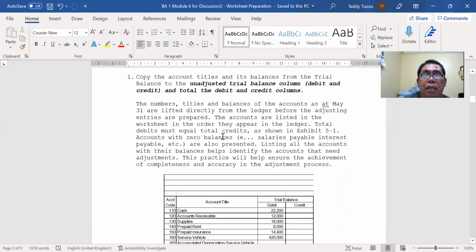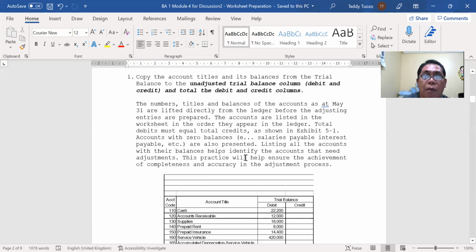The numbers, titles and balances of the accounts as at May 31 are lifted directly from the ledger before the adjusting entries are prepared. The accounts are listed in the worksheet in the order they appear in the ledger. Actually, as they are listed in the trial balance. Total debits must be equal to total credits, of course. Because we have already discussed that if there is a discrepancy in the trial balance, how are we going to locate the discrepancy?